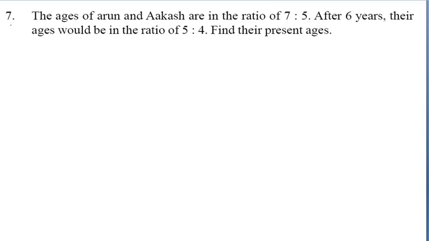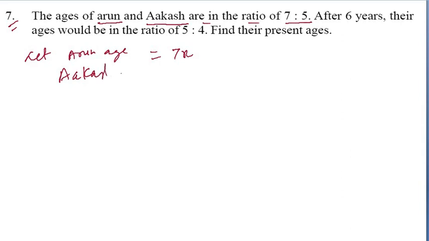Now come to the seventh question. The ages of Arun and Akash are in the ratio of 7 to 5. So let Arun's age be equal to 7x and Akash's age be 5x, and that is the present age in years.